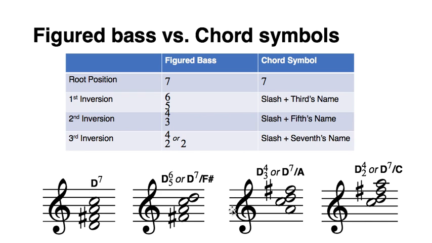D7/F sharp. For second inversions, we use 4/3, because if you see here, the lowest note makes a 4th with the second note and a third with the third note here. Or, in chord symbol tradition, D7/ the name of the lowest note, A, which in this case is the 5th. And for third inversion, we can use 4/2 or simply a 2. So here we have D 4/2, like that, or D2, or D7/ the name of the lowest note, in this case C, which is the 7th of that 7th chord.